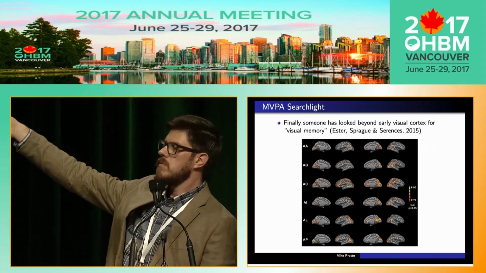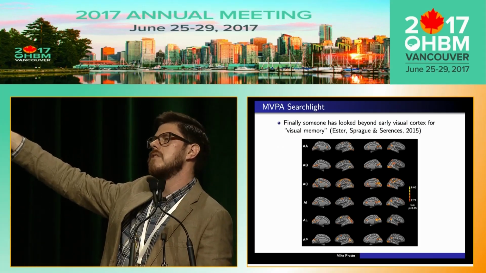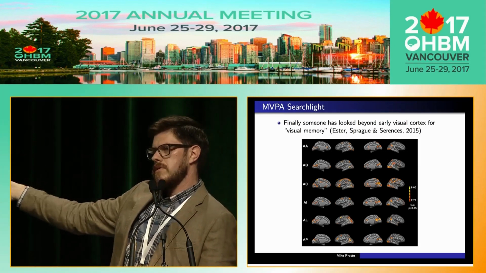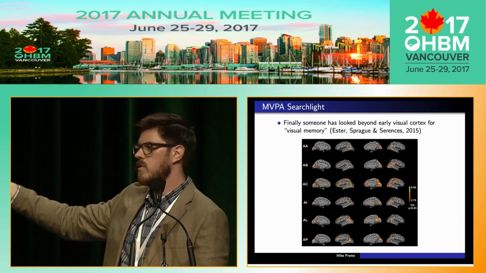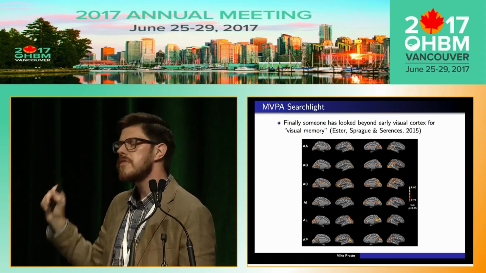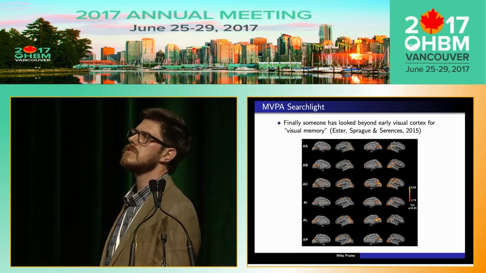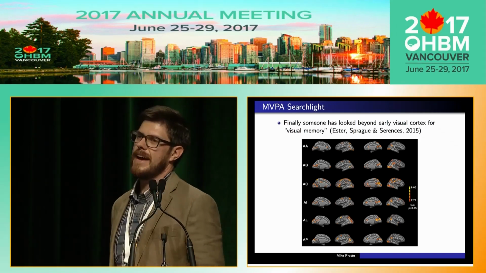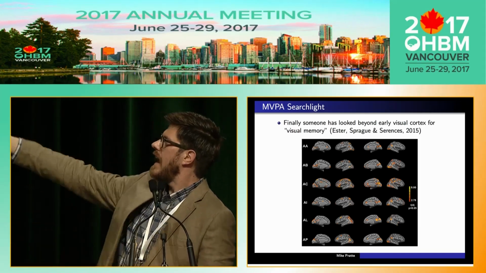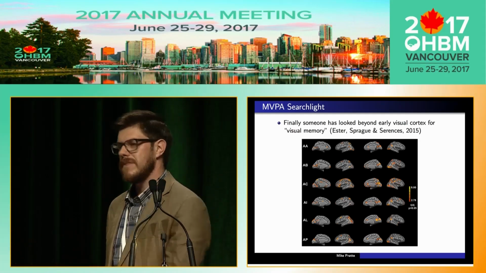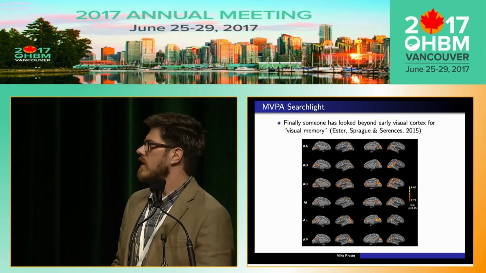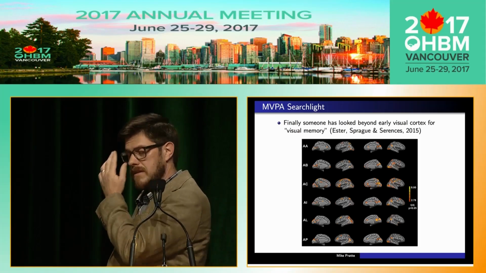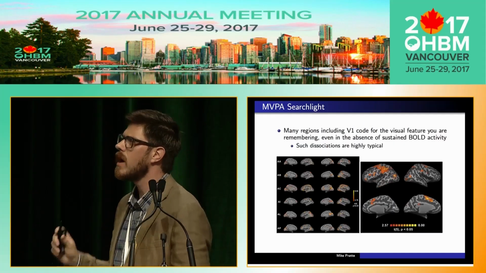So in this example, which is just from a couple of years ago, John Serences and Ed Ester did this searchlight approach and asked the same question that Frank did. When people are thinking of a stimulus value, they're just imagining an orientation, where in the brain can I read that out and tell what they're thinking? And you can see it's all over the place. I mean, it's certainly not the whole brain, but there's a lot of visual cortex and prefrontal, some areas you'd expect, maybe some not.